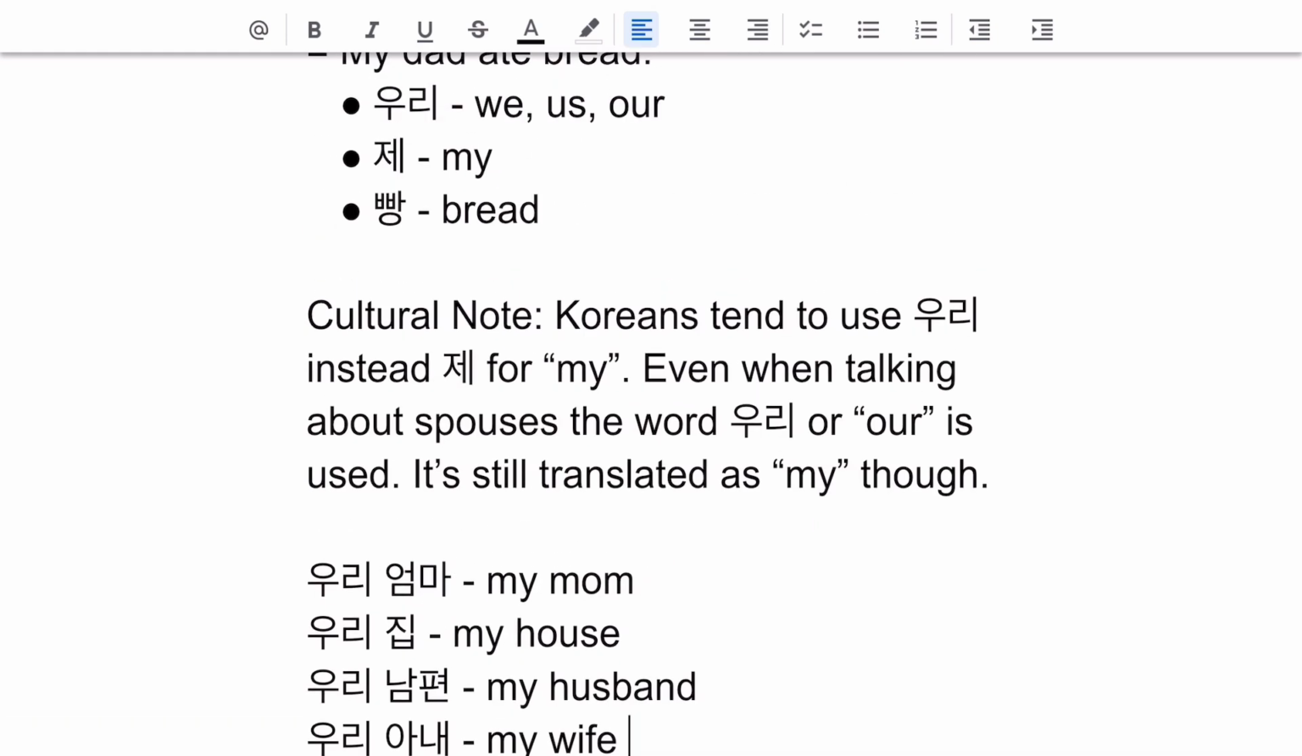I just thought it'd be nice to bring that up. There are going to be quite a few times in the course where I'll bring up cultural stuff like this because I think it's good to know. Culture is very important.